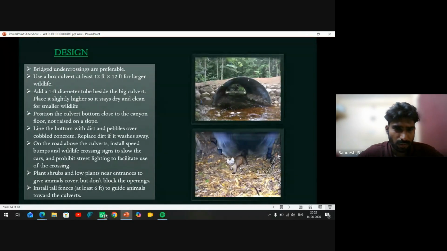Plant shrubs and low plants at the entrance to give animals cover, but do not block the opening. Install tall fences to guide animals towards the culverts. Basically, 6 feet is the minimum criteria.